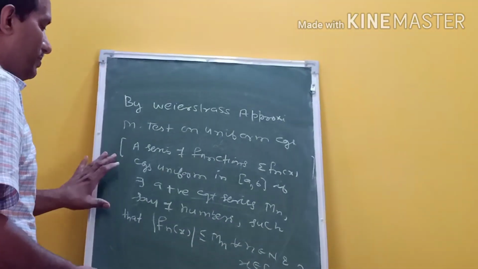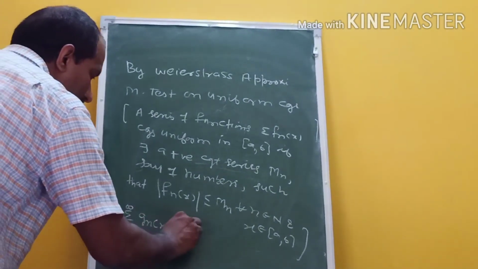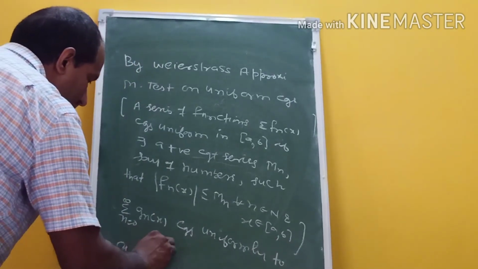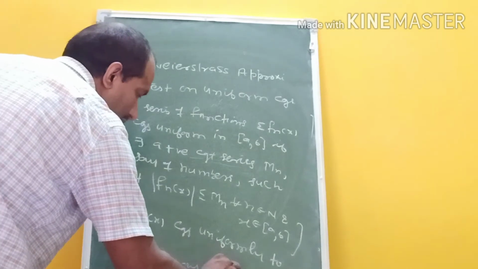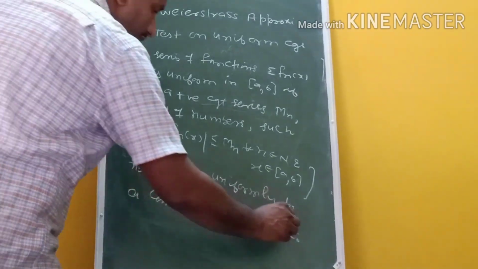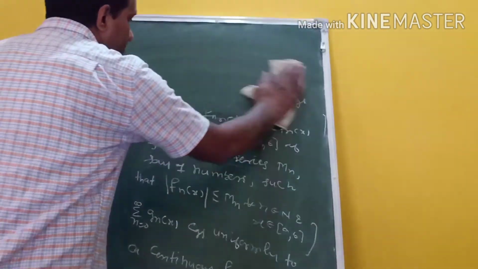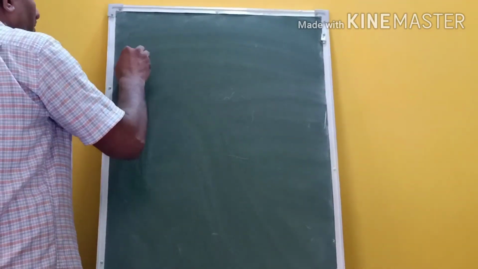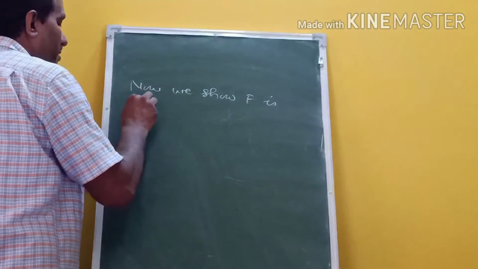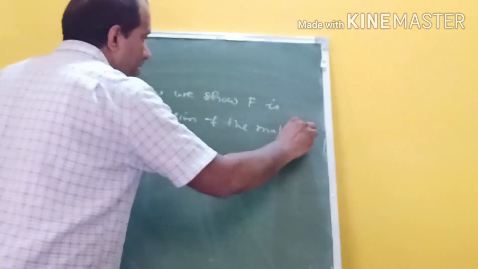Now by using this Weierstrass M-test, the series summation n from 0 to infinity g_n of x converges uniformly to a continuous function f. Now we show this map f is the extension of the map f. In fact, this is continuous.